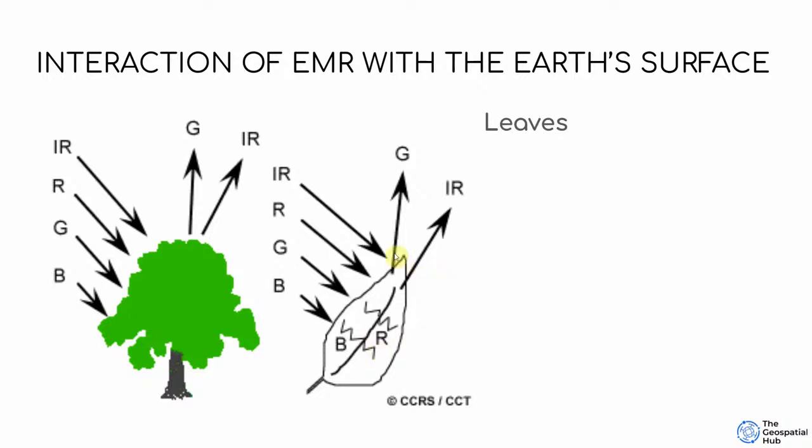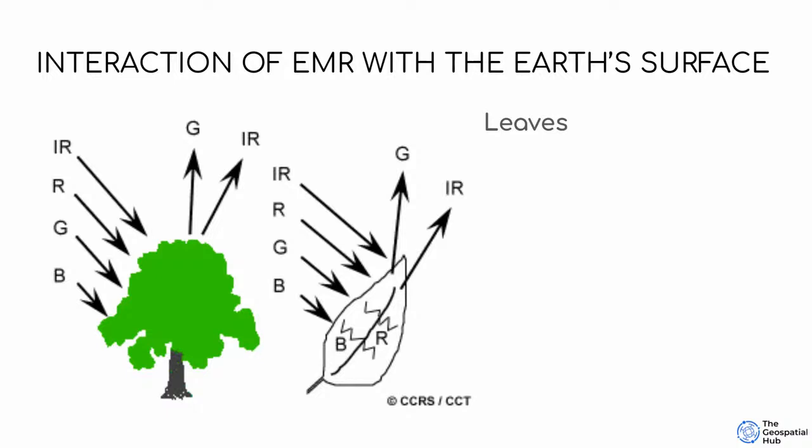Then I feel it's worth mentioning that the internal structure of a green leaf actually acts as an excellent diffuse reflector of the near infrared portion of the spectrum. Because, as I mentioned earlier, if our eyes were sensitive to the near infrared, trees would probably appear to us as something very, very bright, because of the infrared wavelength.